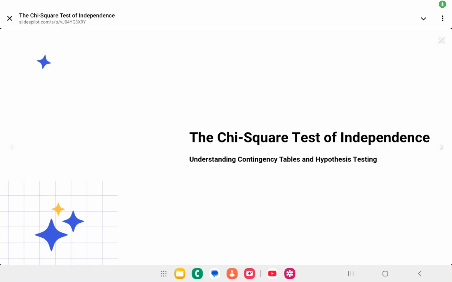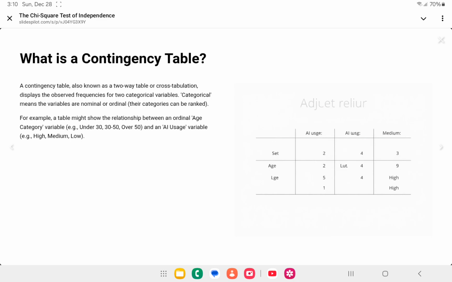Test of independence. This is a contingency table, also called a two-way table, cross-classification table, cross-tabulation, or just cross-tab. It shows the observed number of cases or frequencies for two categorical variables. By categorical, we mean nominal or ordinal. These variables here are ordinal since their categories can be ranked.